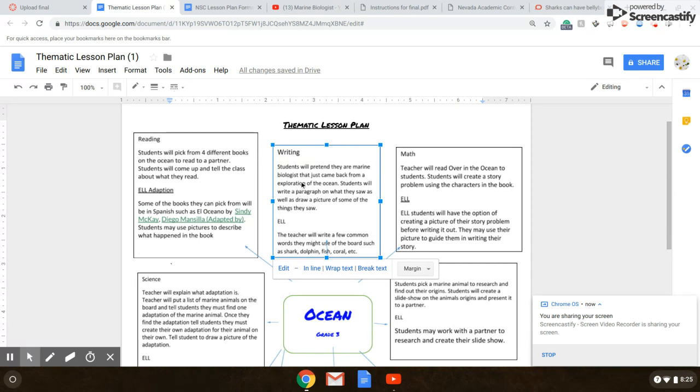And right here it says students will pretend they are marine biologists that just came back from an exploration of the ocean. Students will write a paragraph on what they saw as well as draw a picture of some of the things they saw. It says ELL: the teacher will write a few common words they might use on the board, such as shark, dolphin, fish, marine biologist, those kinds of things. And I actually have a few more written into the actual lesson plan as well.